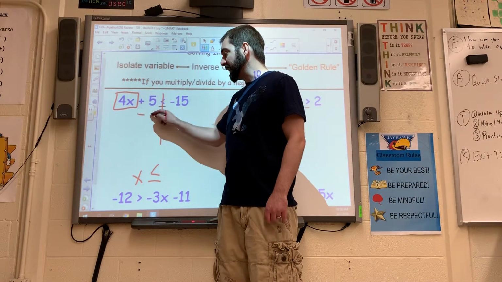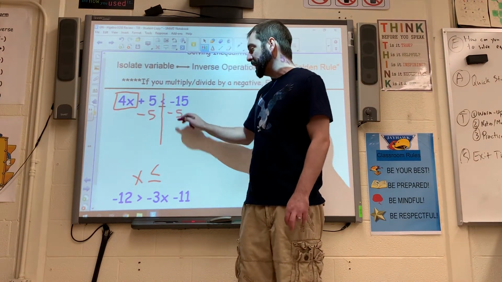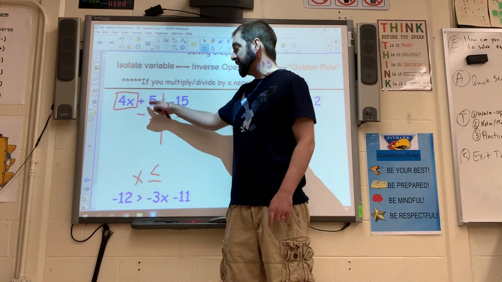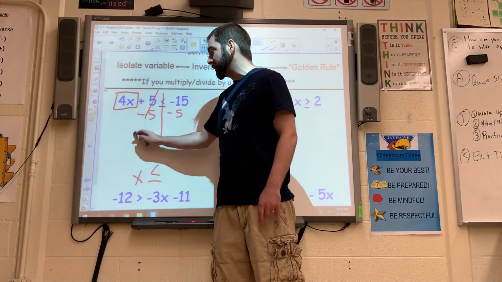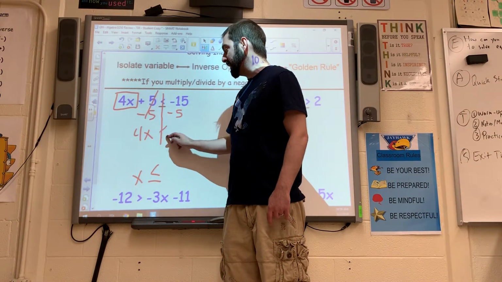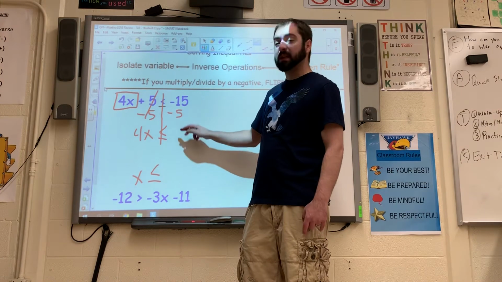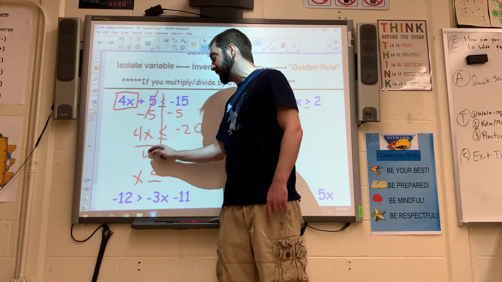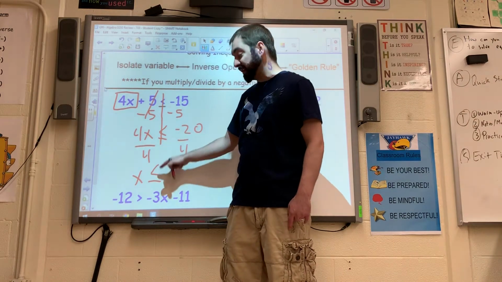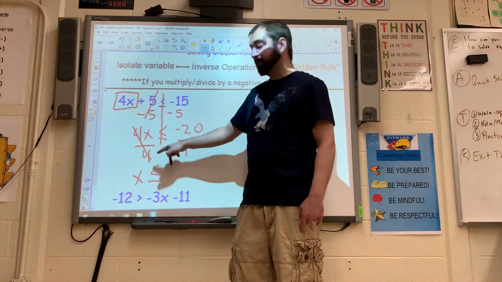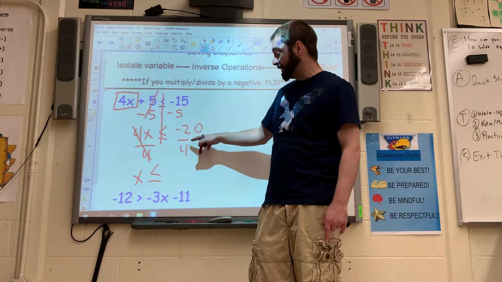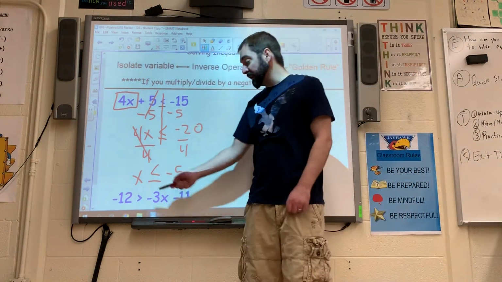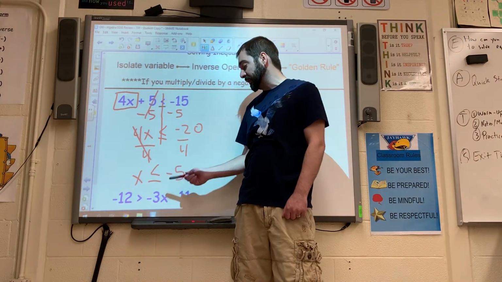First step, we have to get rid of this plus 5. So again, just like an equation, the first step, get rid of our pluses and minuses. So positive 5 minus 5 cancels out, goes away. I have 4 times x is less than or equal to negative 15 minus 5 would be negative 20. I have 4 times x, so again, I'm going to divide each side by positive 4. That's why my symbol stayed the same. 4x divided by 4 is 1x. Negative 20 divided by 4, negative 5. So to solve this, the final answer would be x is less than or equal to negative 5.